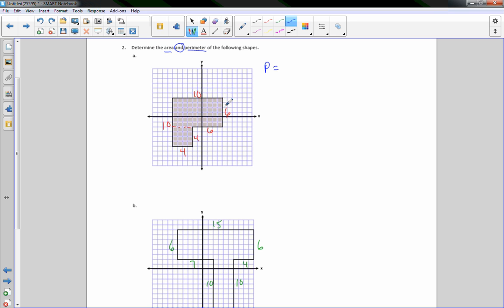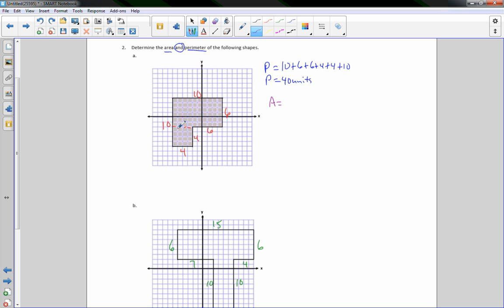The perimeter, I always like to start at the top and work my way around clockwise so I don't forget anything. The perimeter is 10 plus 6 plus 6 plus 4 plus 4 plus 10 units. So the perimeter is 10, 16, 22, 26, 30, 40. The perimeter is 40 units. Be careful, it is not squared, it's not area, it's distance to the first power. Perimeter is 40 units.